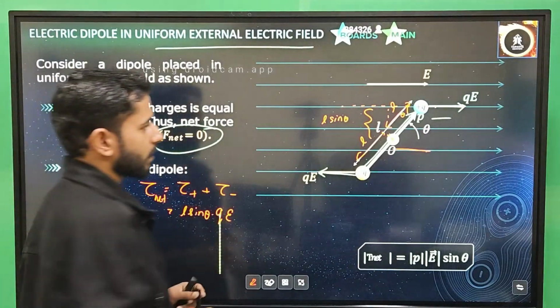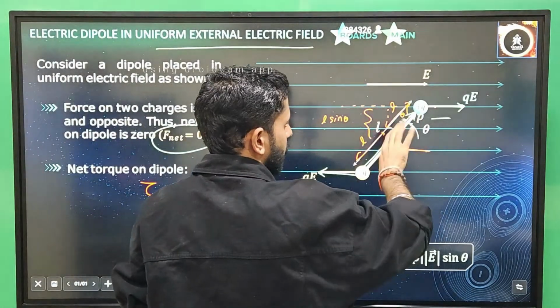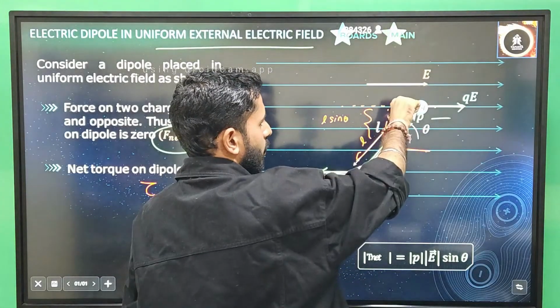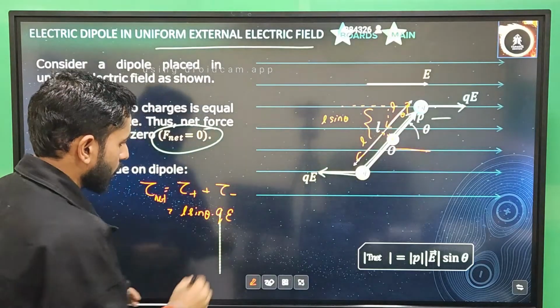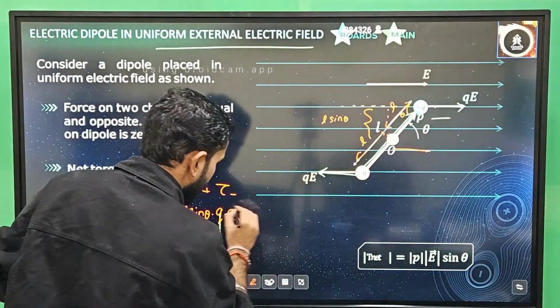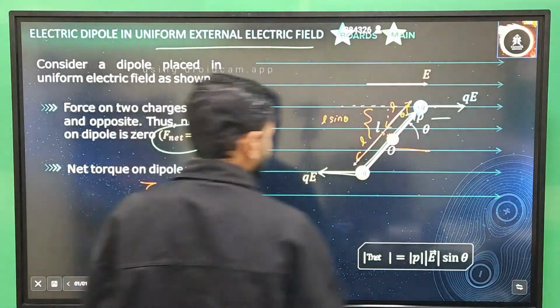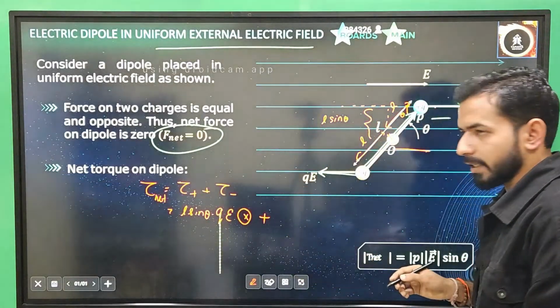According to you, what should be the direction? R cross F. This is R. Show your palm to force, R cross F. What is the direction that is coming? Inside the board. That means it is coming towards inside the board. Plus. Now what is the torque due to the negative charge? This is the force that is acting.